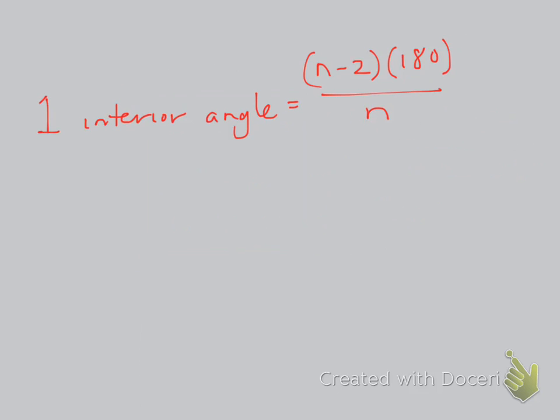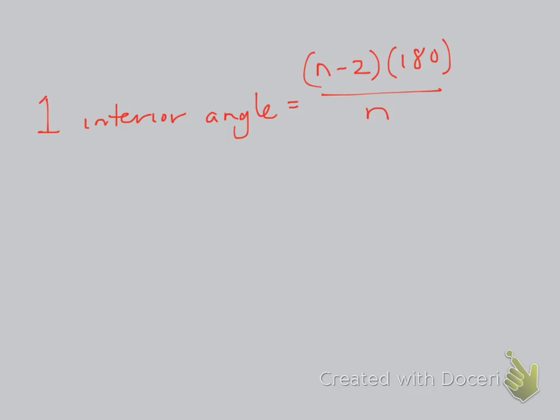Okay? So that leads us to another formula. One interior angle is equal to n minus 2, the number of sides minus 2, times 180 over the number of sides. Okay? Now watch this. Before you freak out and say, oh, this is stupid, this is not good, watch for just a second.